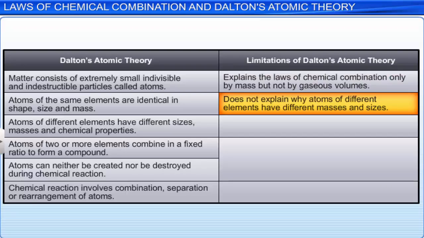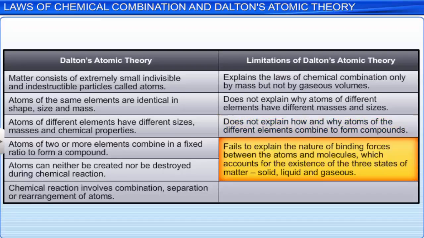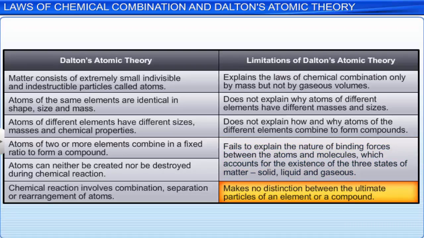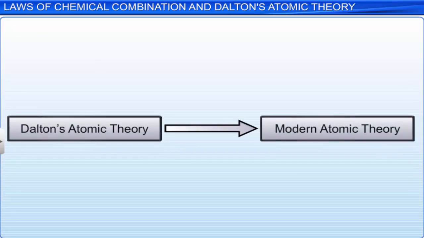It could not explain why atoms of different elements have different masses and sizes. It could not explain how and why atoms of the different elements combine to form compounds. It failed to explain the nature of binding forces between the atoms and molecules, which accounts for the existence of the 3 states of matter: solid, liquid, and gaseous. And it makes no distinction between the ultimate particles of an element or a compound. So, they modified Dalton's atomic theory, and it is now known as the modern atomic theory.